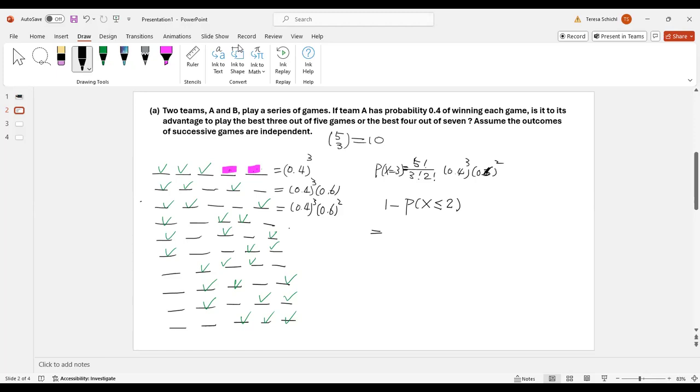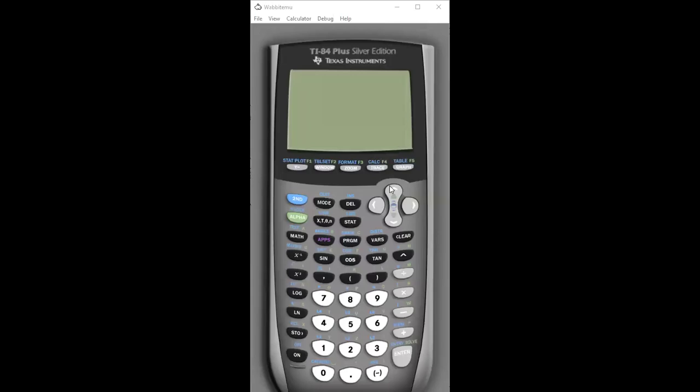Let me go to the TI-84 calculator and show you how we input it here. Okay, here is the TI-84 calculator, let's turn that on. In order to do x less than or equal to 2, this is the CDF. So we use second vars, then binomial CDF. How many trials? We have 5 trials. The probability is 0.4. What is the x value here? The x value is 2, because this is a CDF.